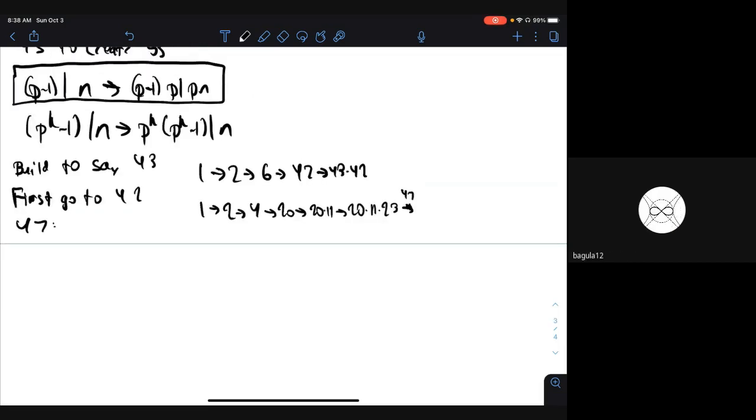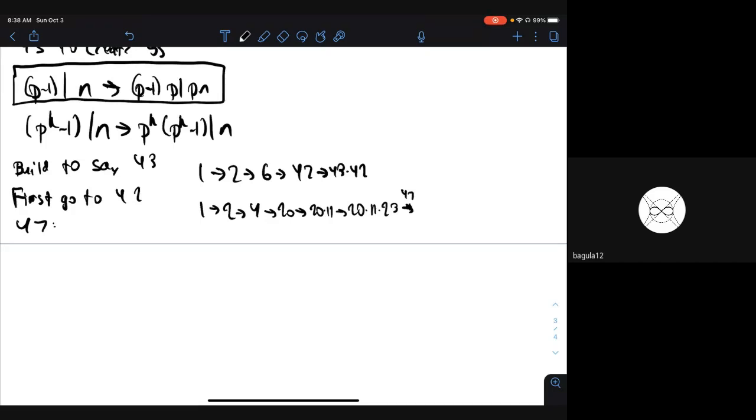But what is this? How does this work? So start at 1. What we are trying to reach is just 47, or rather the last number should be 47, something divisible by 47. Okay.